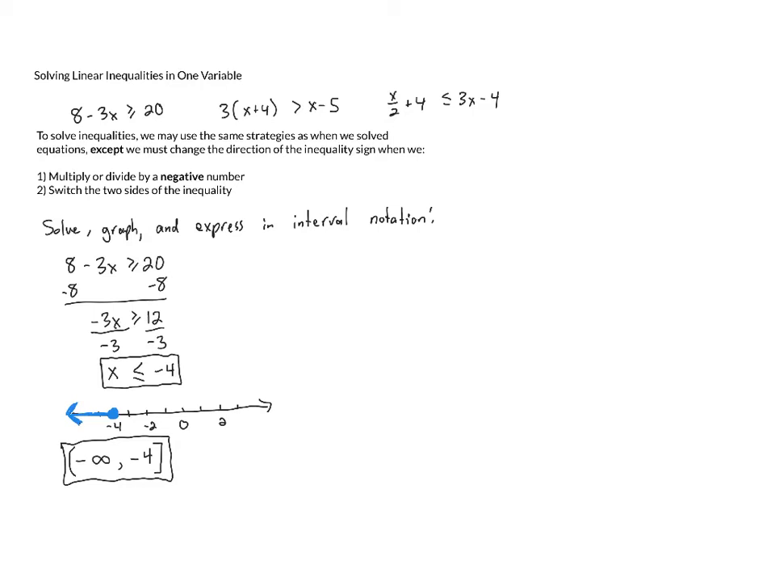Good. Let's jump straight into the next one. 3 times (x plus 4) is greater than x minus 5.